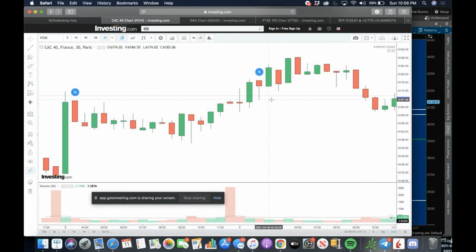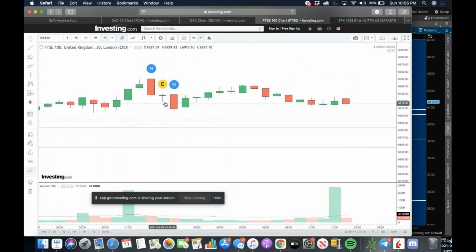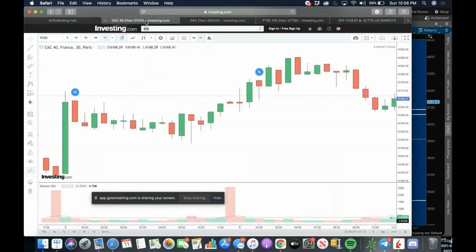Right? And again, why is this important to us, guys? Because when we go back and we look at the FTSE, right? And we look at this price section, and we look at this 4 o'clock time, what was the low here? 6906, right? What about CAC? What's the low here? 6967. Would that be bullish or bearish on the CAC?